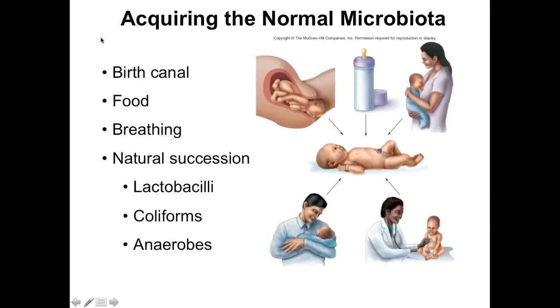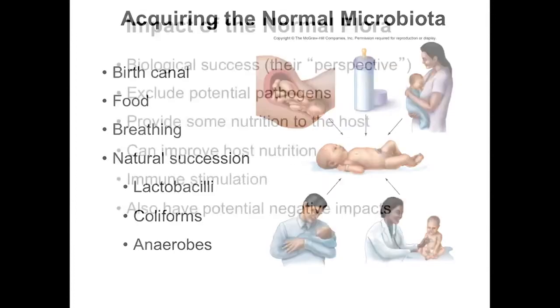So how do we acquire these guys? Through the birth canal, from food, from breathing, natural succession, just from touching things in our environment. That's where we get our lactobacilli, coliforms, and our anaerobes from. A lot of these guys hang out in soil. So playing in the soil, coming near the soil, touching the soil, all that kind of stuff allows for the natural succession of these.